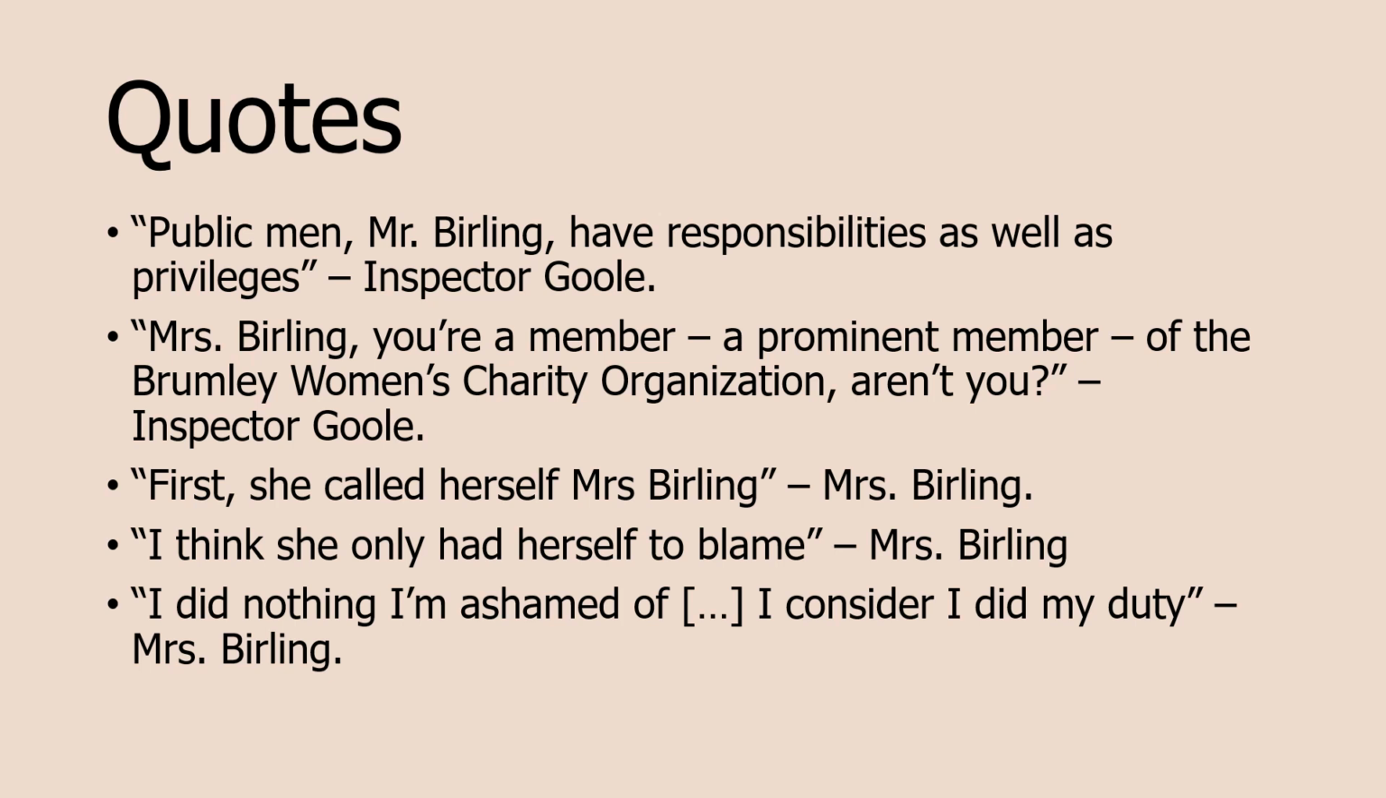Mrs. Birling explains why she was prejudiced to Eva Smith. She said first she called herself Mrs. Birling, and here you'd have to explain the significance of Eva Smith using that name. You might want to talk about Eric Birling being the father, and actually if they were able to get married, which we know they weren't because he was upper class and she was working class, and that would have been frowned upon by society at the time.